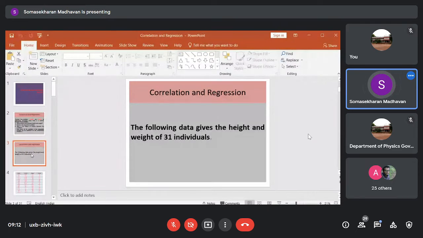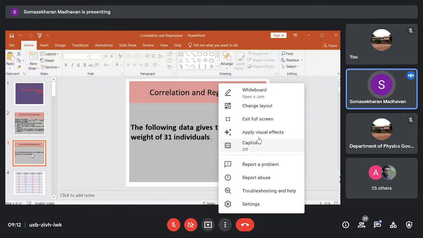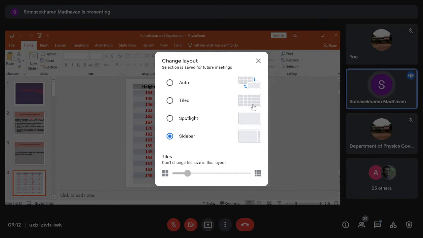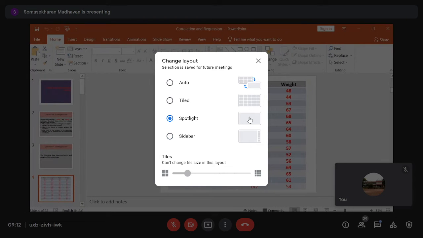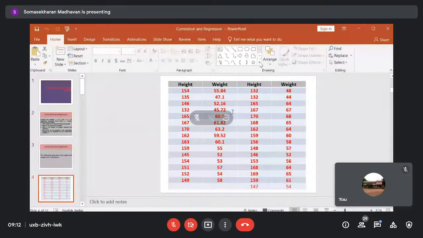Here is a case of data which gives the height and weight of 31 individuals. So you can see this is the data. The heights are given in centimeter and the weight in kilogram.